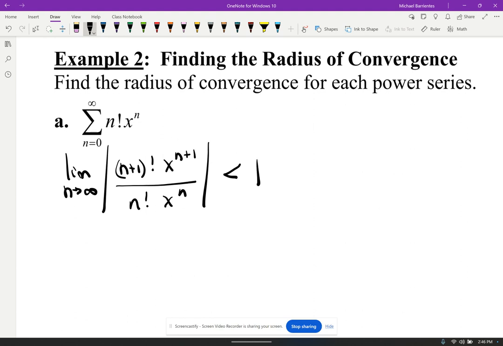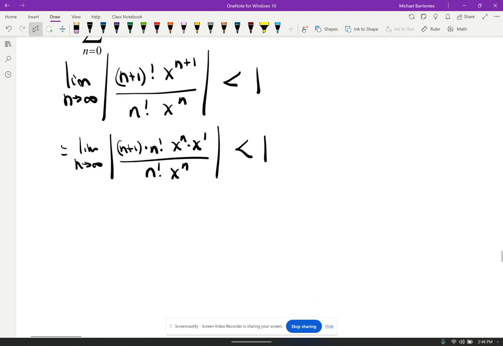Okay, well, let's see if we can simplify stuff. We're going to take the limit as n approaches infinity. Remember that n plus 1 factorial is n plus 1 times n factorial. And x to the n plus 1 is really x to the n times x to the 1. All of it divided by n factorial times x to the n. Can I reduce anything in this expression? The x to the n's are gone, the n factorials are gone, so I'm left with n plus 1 times x. So I'm taking the limit as n approaches infinity of the absolute value of n plus 1 times x.